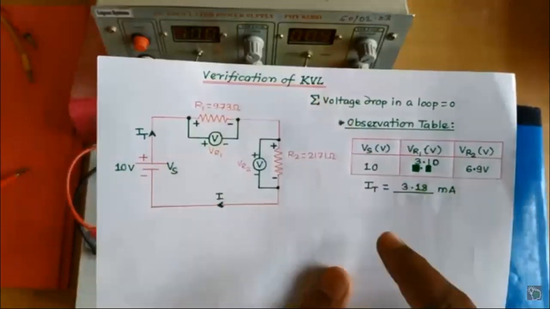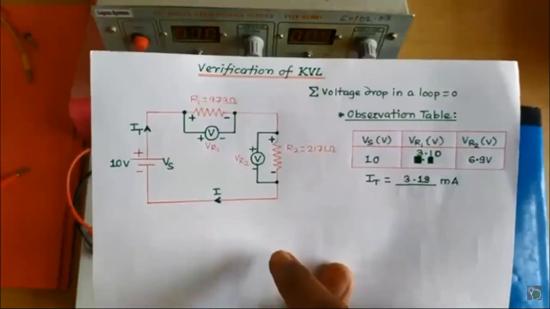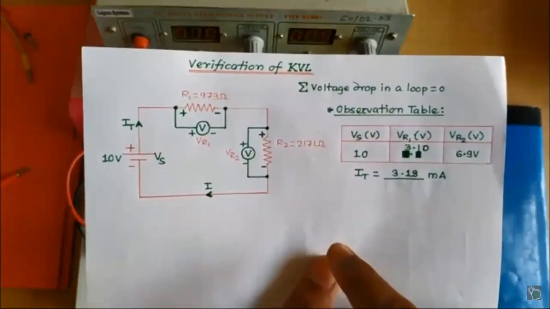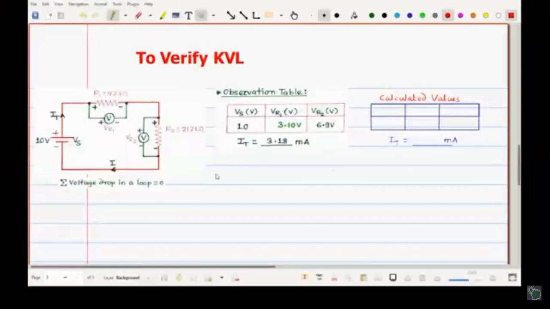This is about the demonstration part. Again, we can verify this using the calculation part. So friends, your demonstration part is already over and we have done some observations. Now theoretically we have to calculate some values and we have to verify the KVL.